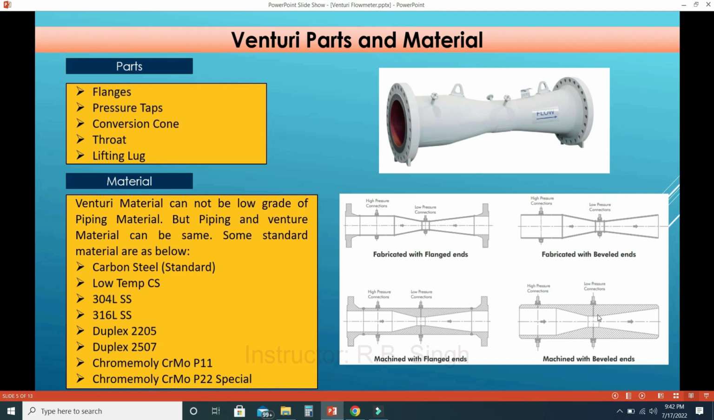And this one also looks just like a pipe from the outer side, but inside this type of machining will be there for the bevel end. You can see this one is this type of configuration or fabrication.